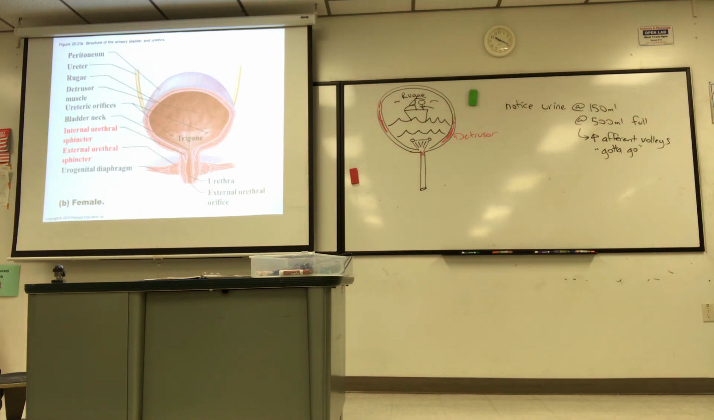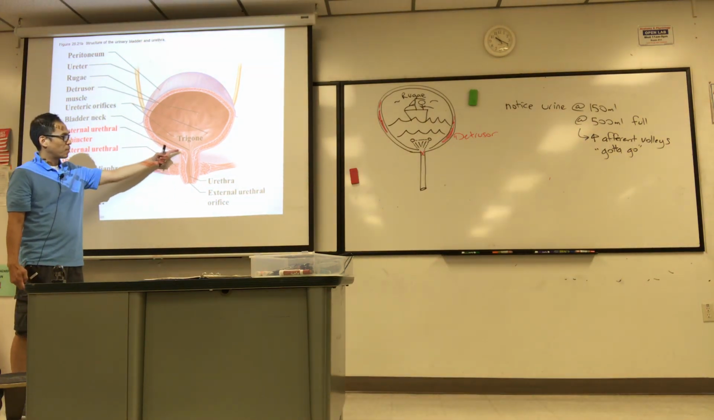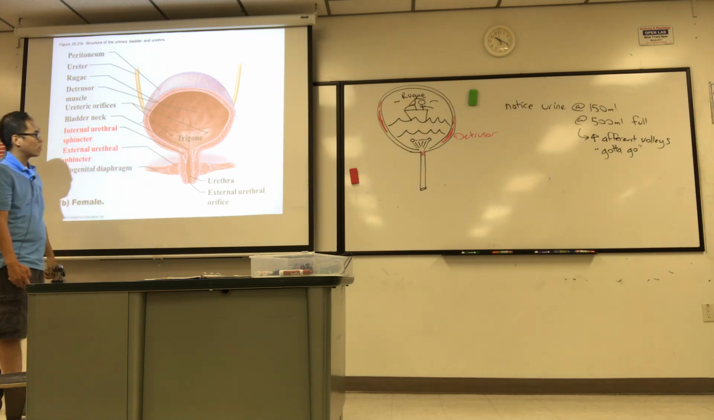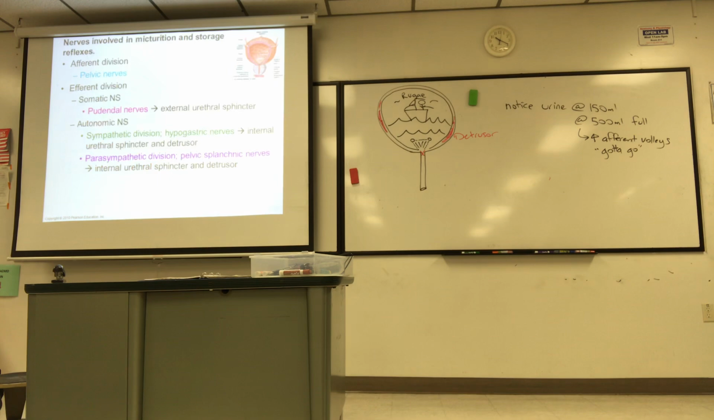If you compare male to female, the only difference is the length of the urethra. About 8 inches for a male, a few inches for a female. And the bladder trigone is the same. What I want to map out now are all the nerves that are responsible for the bladder reflex to either help you hold it in or to help you void the bladder.